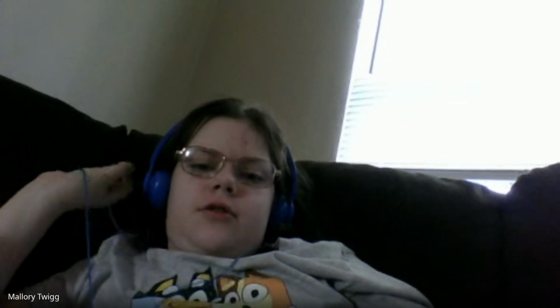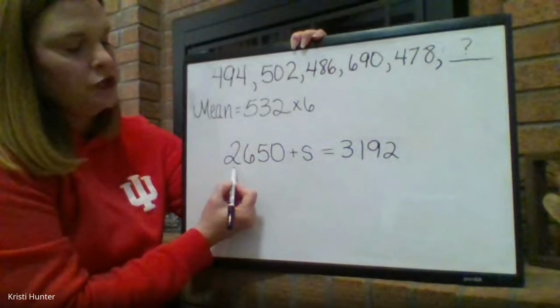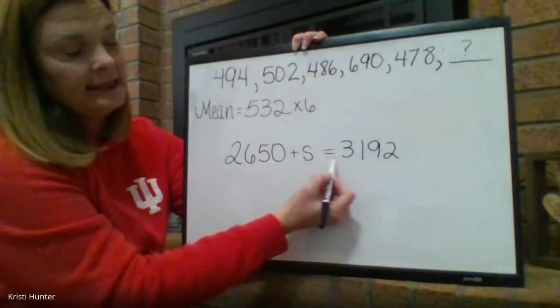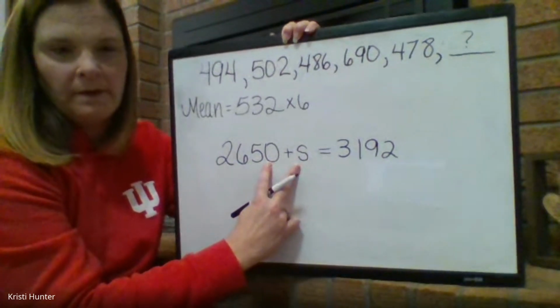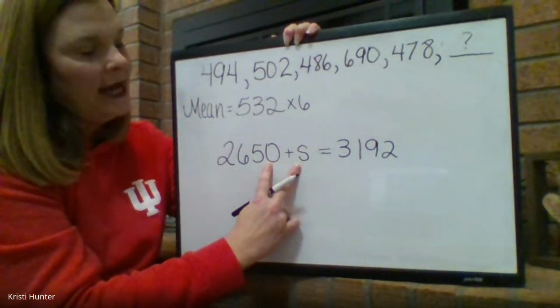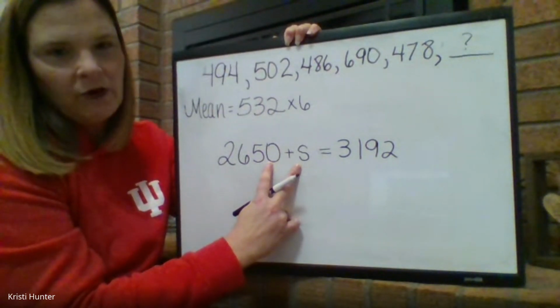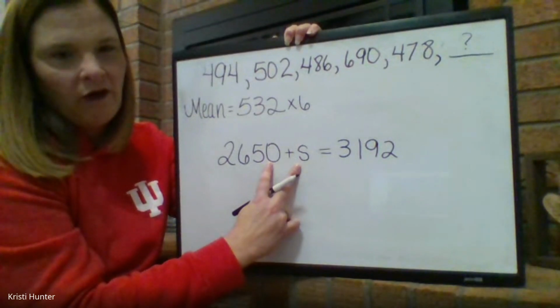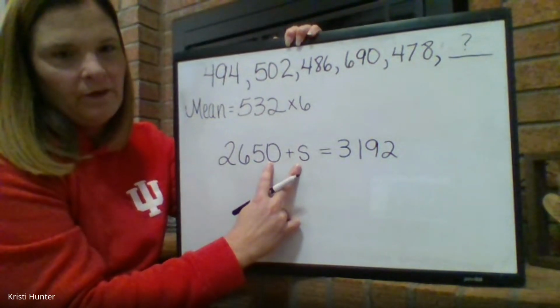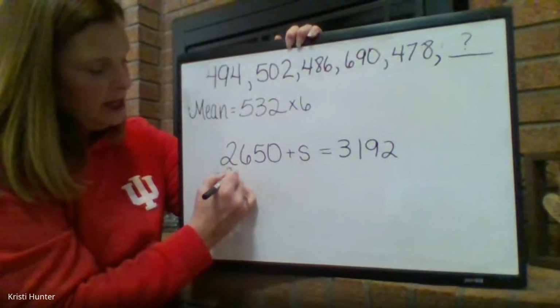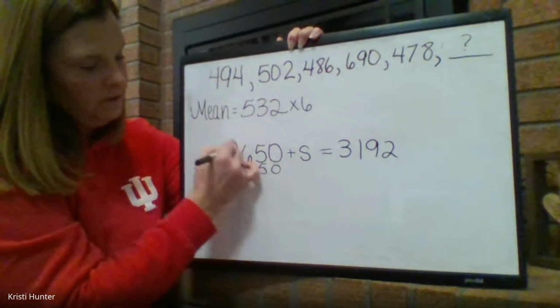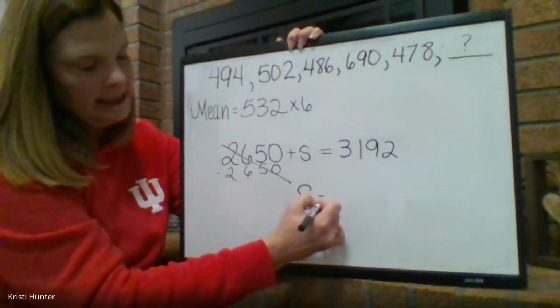You want to divide by 3,000. Now be careful. This is 2,650 plus S equals 3,192. So if I divide, that means this is a multiplication problem. So I can't solve by dividing. How do I solve? Subtract. Yeah. So this becomes a subtraction, so I can get S by itself. I subtract 2,650. So my missing value is by itself.